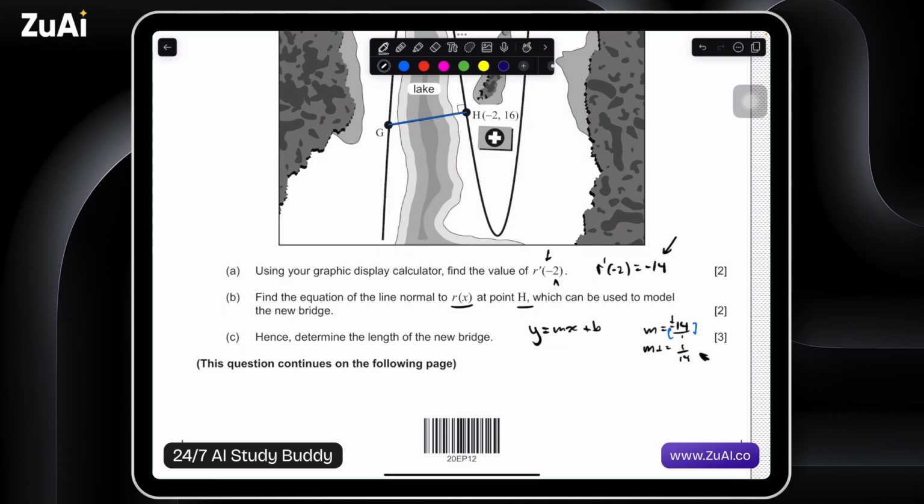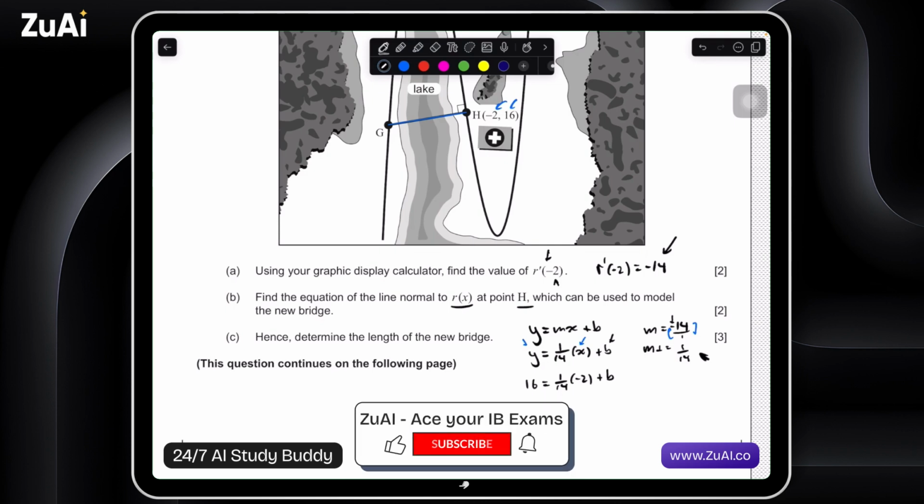So the slope of a line that is perpendicular, which is what the normal is going to be, is 1 over 14. Y is equal to 1 over 14 x plus b. We don't know what b is, but we do know a value of x and y that is on the line. So let's substitute x and y into this equation. Y is equal to 16, and x is equal to negative 2. And that should be enough for us to find b. So I'll just work that out.